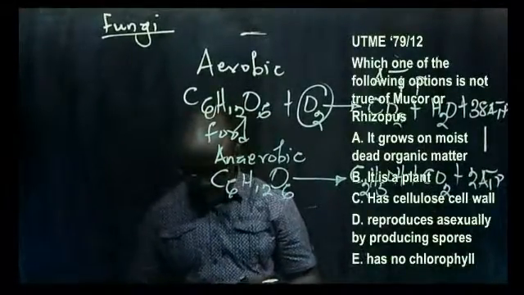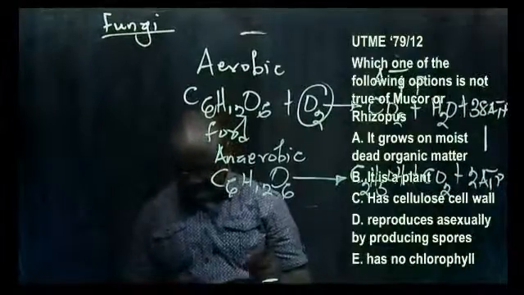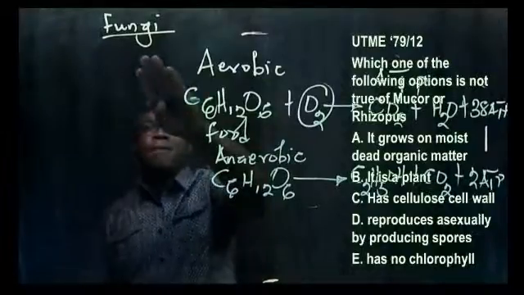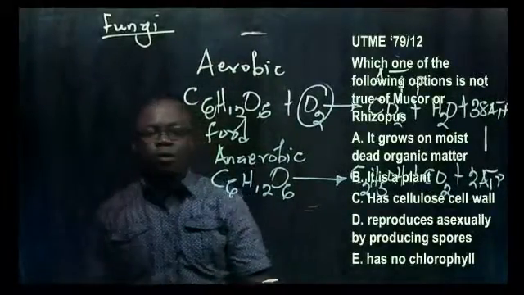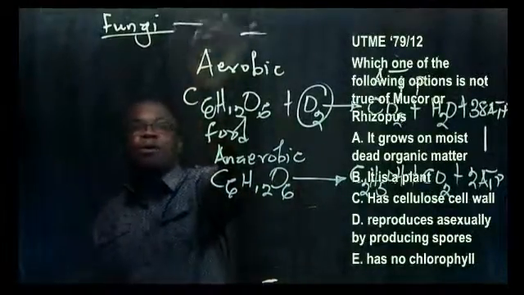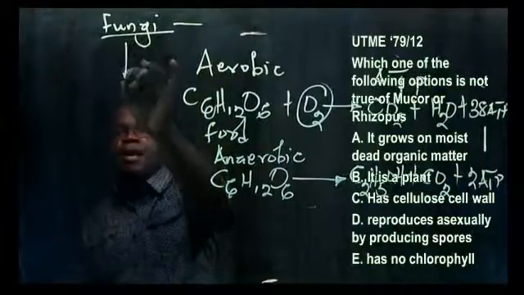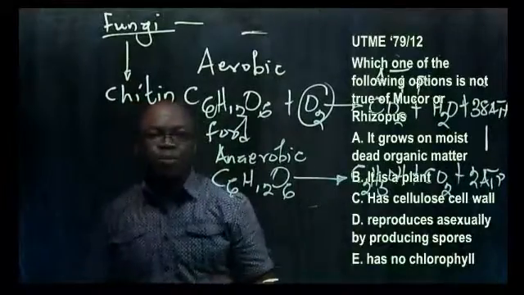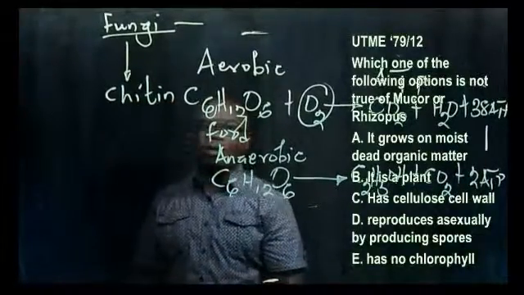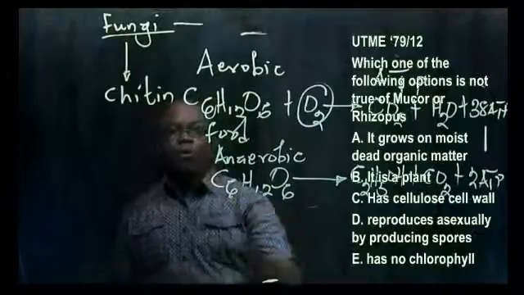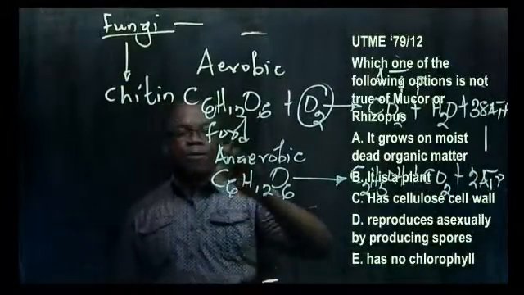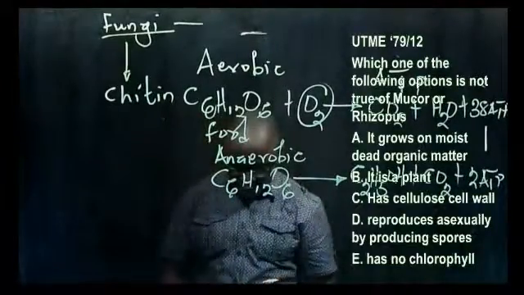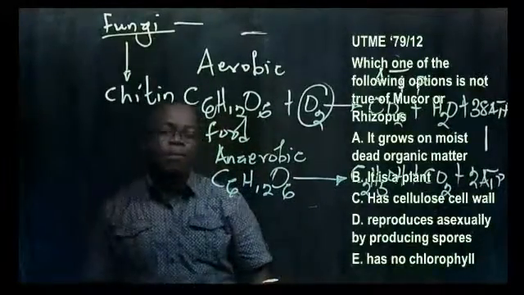Now, we're also having a correct option again, option C. It says it has cellulose cell wall. Now, fungi, they have a cell wall, but their cell wall is not made up of cellulose. Rather, their cell wall is made up of a carbohydrate called chitin. Chitin makes up the cell wall of a fungus. So a fungus has a cell wall, but the cell wall is not made up of cellulose. It is made up of chitin. So we have 2 correct options, option B and option C.